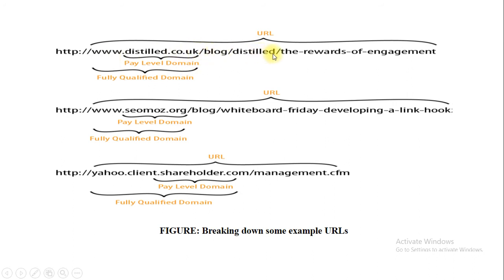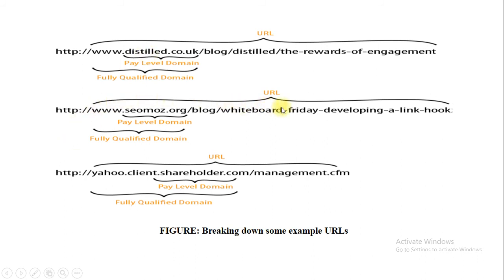Blog and distil-ed, these both are called subfolders which have been created inside this particular pay level domain, and inside distil-ed we have created one page called the rewards of engagement. And when you are going to access this particular page with the help of the pay level domain and fully qualified domain, it becomes a URL, and URL means what? Uniform resource locator, through which you are able to access the pages which are created inside the domain.